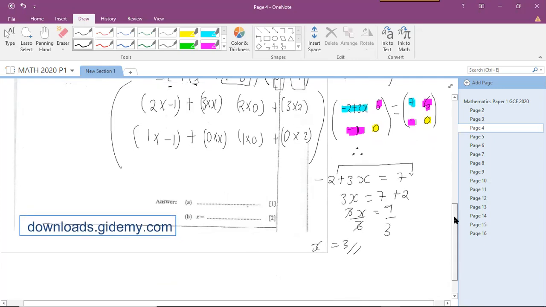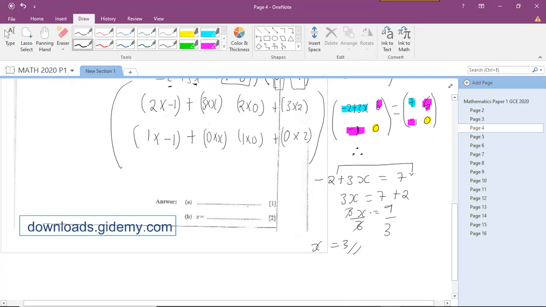How do we do that? We say -2 plus 3x is equal to 7. Next step is just to collect like terms because we're trying to make x the subject of the formula. So we'll say 3x, this -2 crosses the equal sign, it becomes an addition symbol. We'll be left with 3x is equal to 7 plus 2.